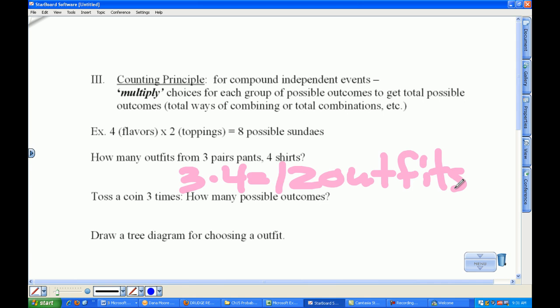Toss a coin 3 times. How many possible outcomes? Well, when you toss a coin, you could possibly get head or tail. So there's 2 outcomes for the first flip. There is 2 outcomes for the second flip. There is 2 outcomes for the third flip. 2 times 2 times 2 would be 8 total outcomes.